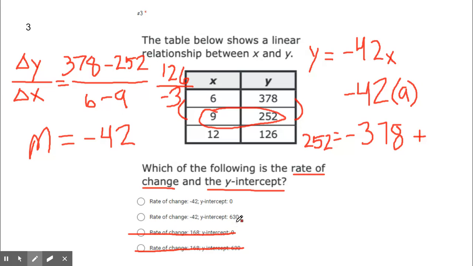And I have two answer choices. It's not going to be 0, because if I add 0 to a negative 378, it is not going to give me positive 252. So I could check to see if it worked out if I do the 630. I'm going to take that and type that in my calculator. Negative 378 plus 630. And when I do, I see that it does equal the 252 I'm looking for. So that lets me know this is the answer choice. That's the correct answer.